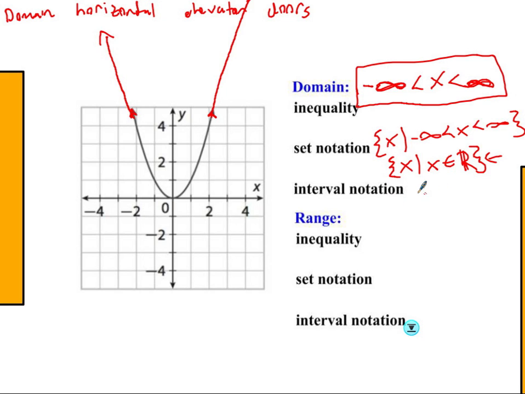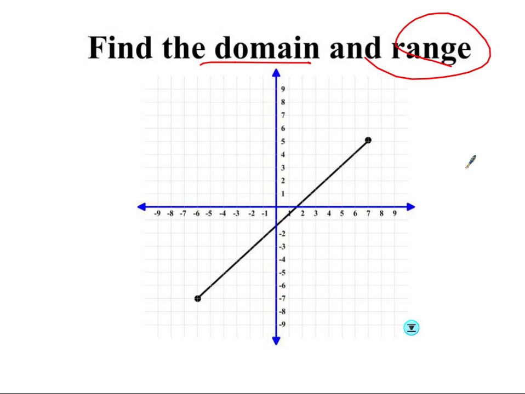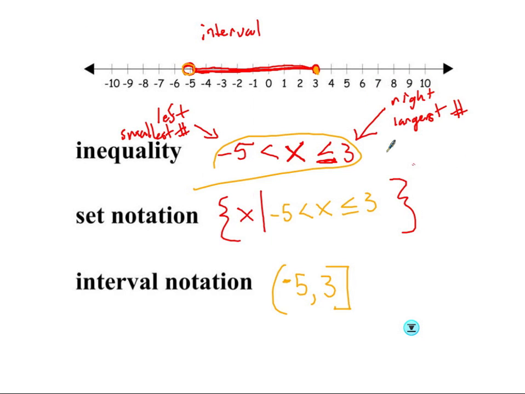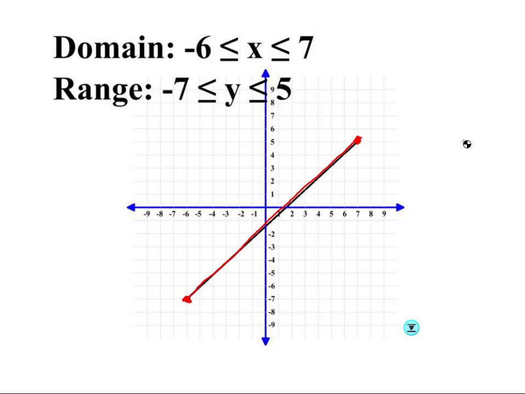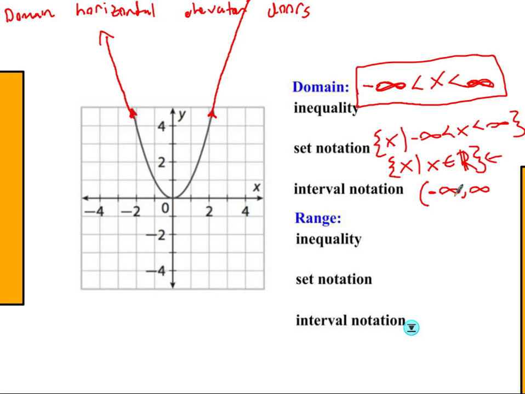And finally, for interval notation, we're going to write our smallest value, comma, and then our largest value. And remember, our rule for infinity, always use less than or greater than, and always use parentheses. So that means that since I have infinity on both sides, I'm going to use parentheses, and that is my interval notation. Okay, so we are done with the domain. Domain is done.